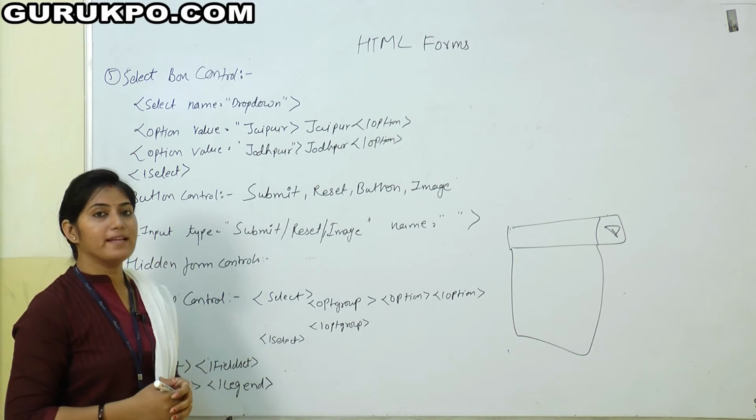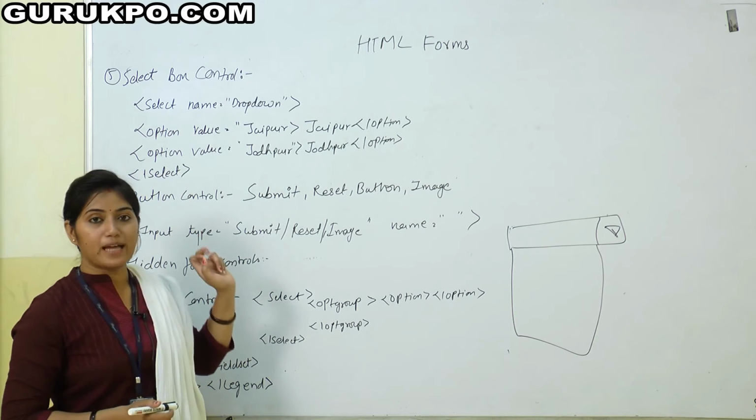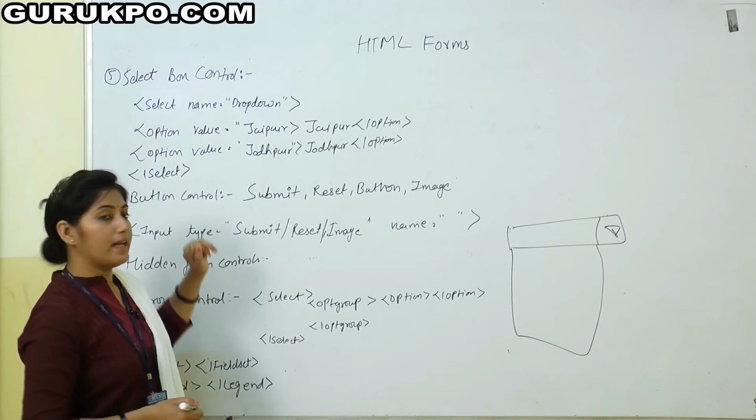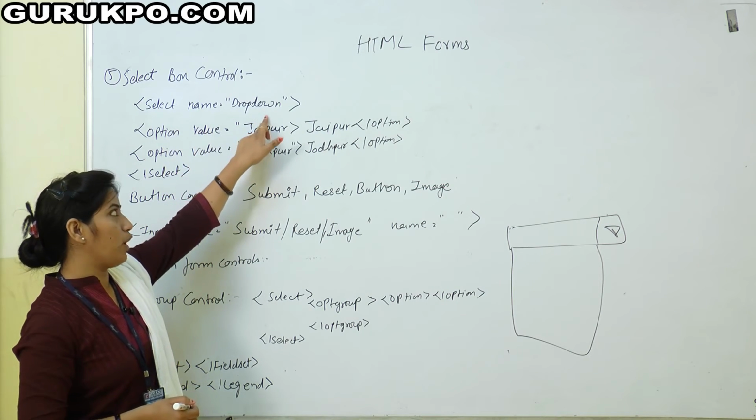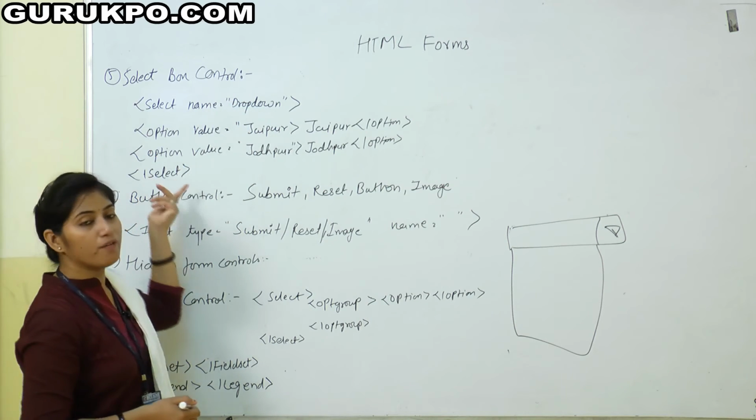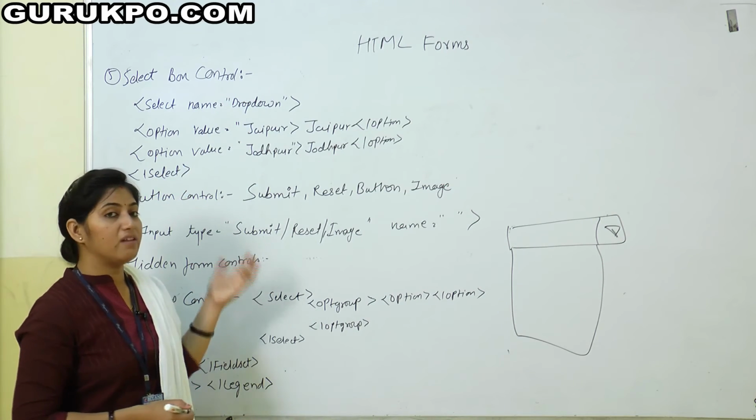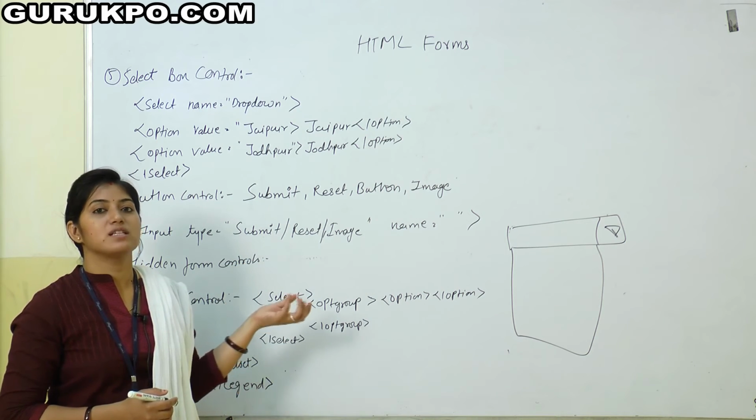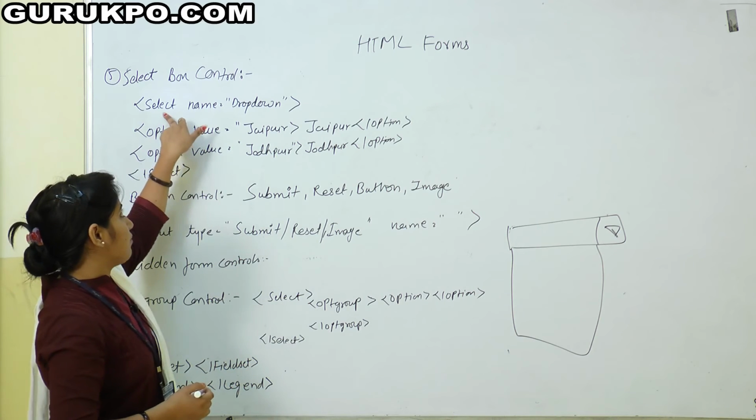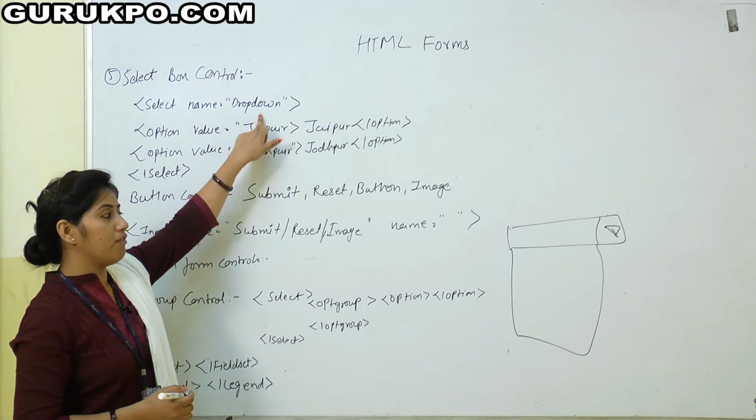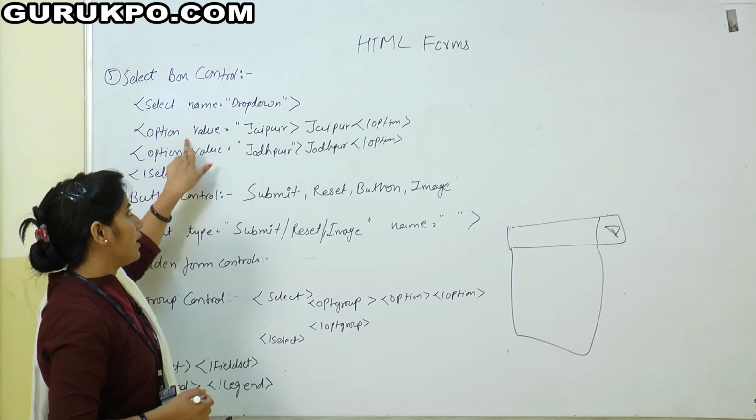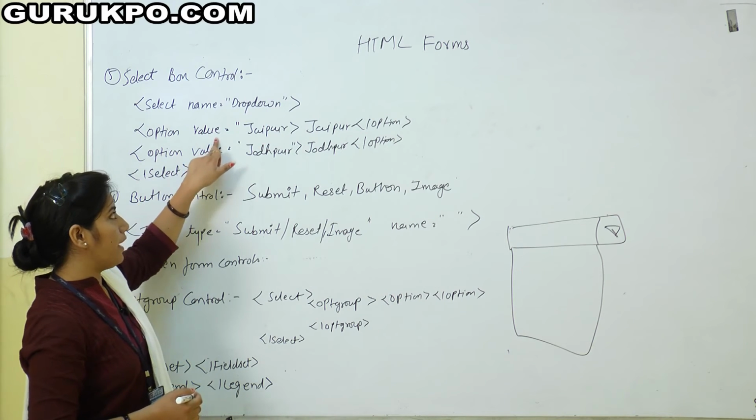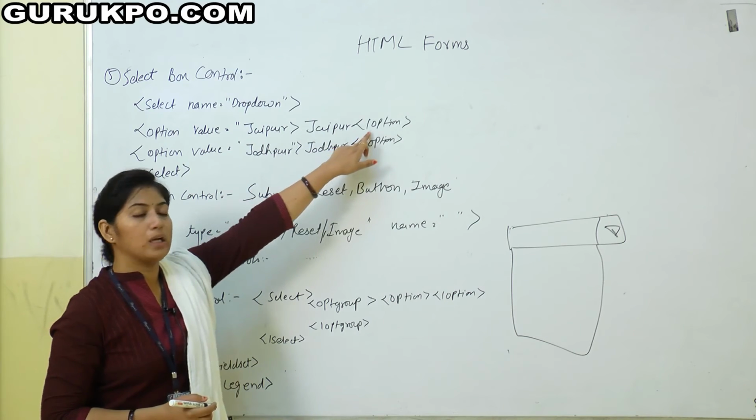To create a drop down list, we have the select input type control. The syntax for this is select name drop down and the closing of the tag. It is a container tag in which we also have another tag which creates the drop down list element, which is the option tag. So we first start the select tag with the name given to the drop down list, and then we create values by the option tag, option value Jaipur and closing tag.